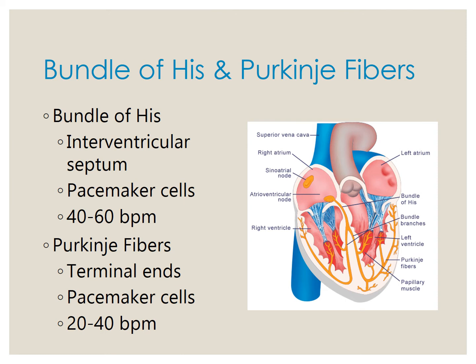It then goes down to the bundle of His and Purkinje fibers. The bundle of His and right and left bundle branches, also known as the AV junction, is located in the upper portion of the interventricular septum, and they have pacemaker cells in there also. But these pacemaker cells are capable of discharging at an intrinsic rate of 40 to 60 beats per minute. So this is a backup function for our heart.